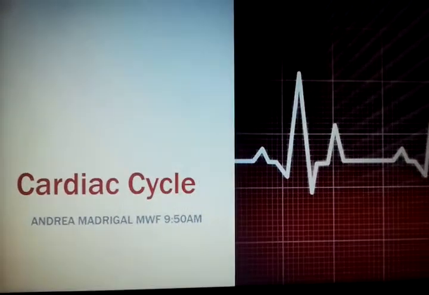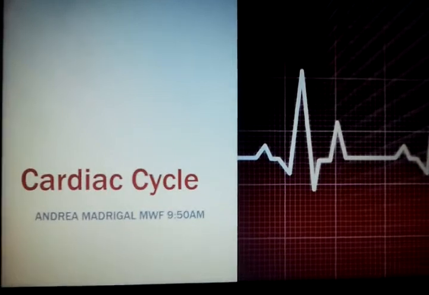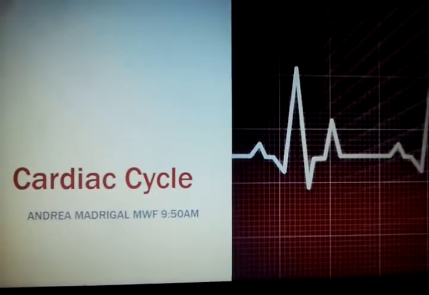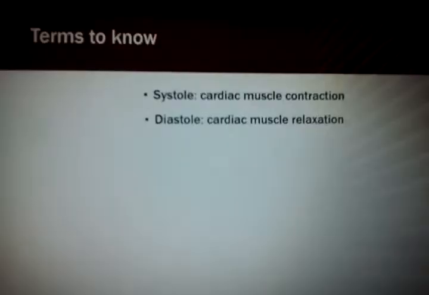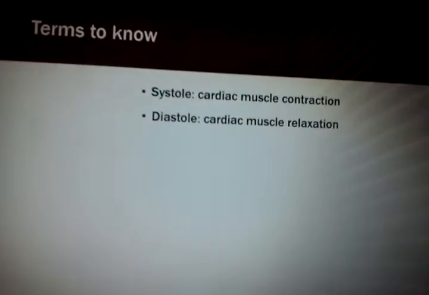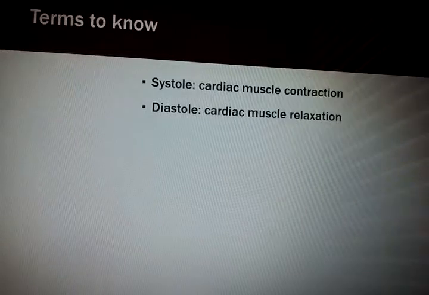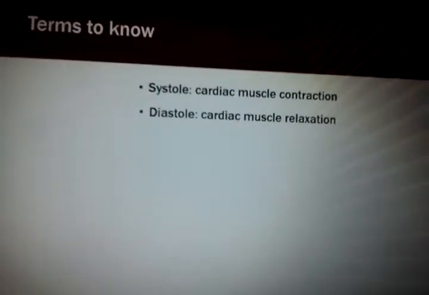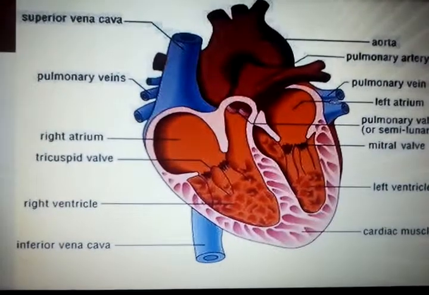Hi, today I'm going to be modeling the cardiac cycle. The cardiac cycle is the beginning of one heartbeat to the next. Some terms that are important to know are systole and diastole. Systole is known as the contraction of the heart and diastole is known as the relaxation of the heart.